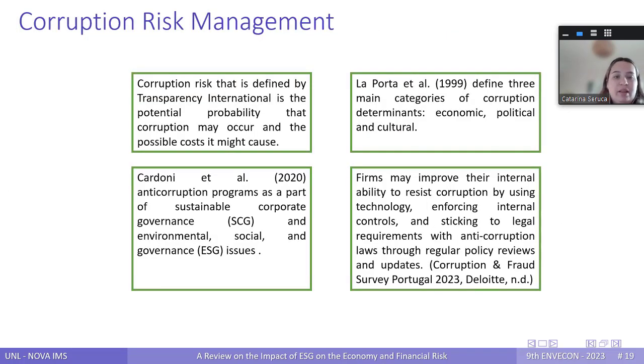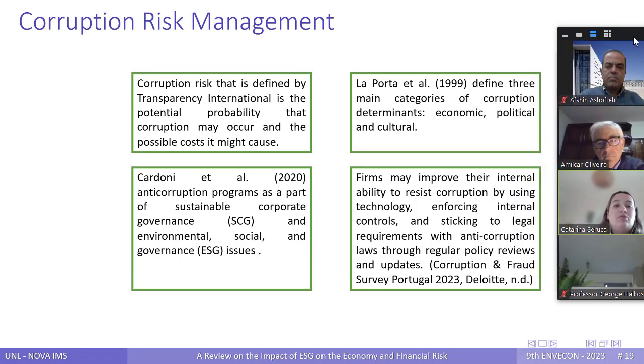Here we summarize some of the findings regarding corruption risk management. Firstly, corruption risk, which is defined by Transparency International, is the potential probability that corruption may occur and the possible costs it might cause. There are three main categories of corruption determinants: economic, political, and cultural. It is also very important to treat anti-corruption as a part of sustainable corporate governance and environmental, social, and governance issues. And finally, companies can improve their capacity to resist corruption by using technology, applying internal controls, and complying with the legal requirements of anti-corruption laws through regular policy reviews and updates.